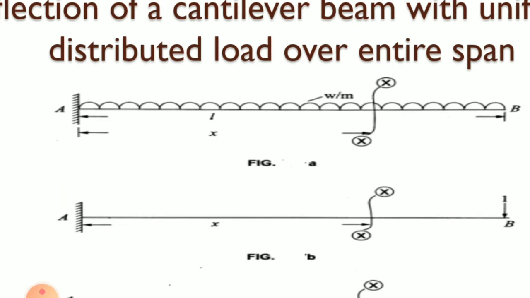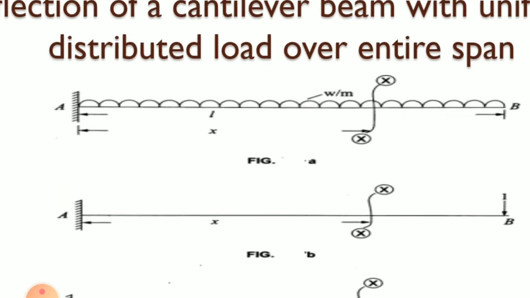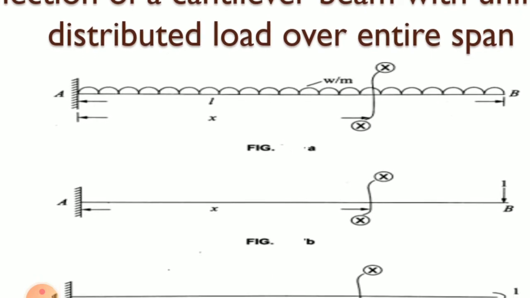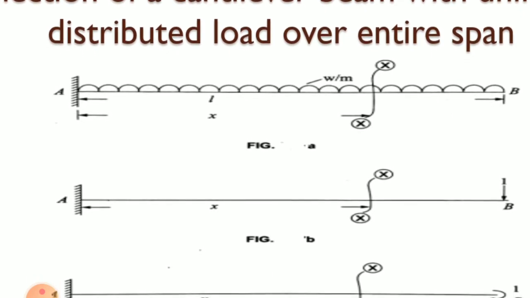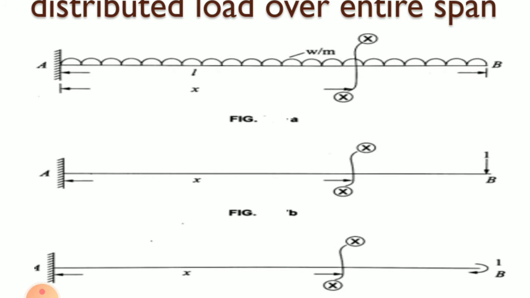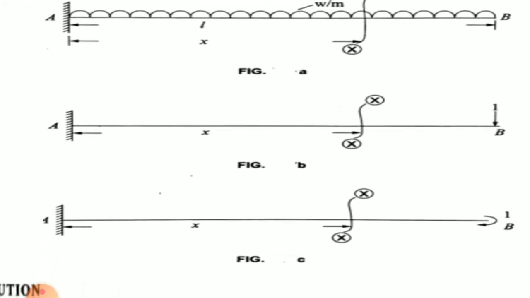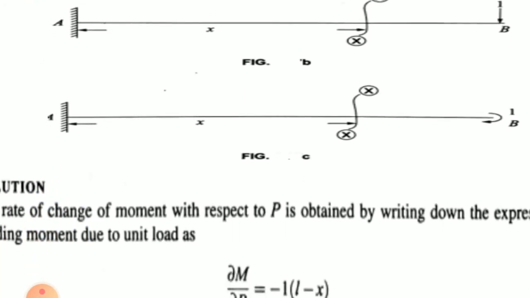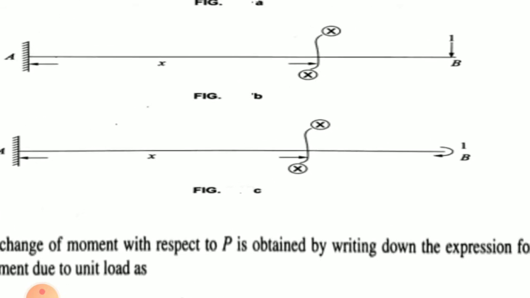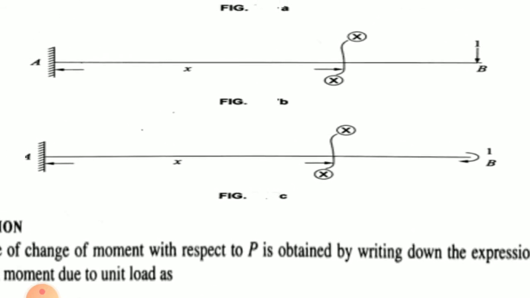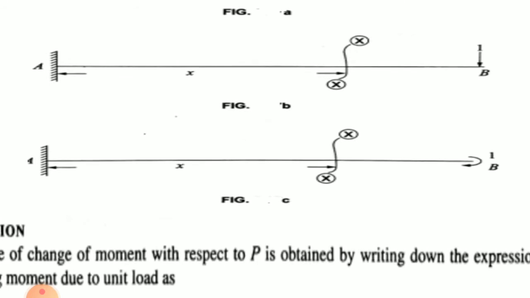Bending moment at any section will be equal to W into L minus X. For calculating vertical deflection at B, apply unit load at B, and moment due to this unit load is 1 into L minus X. And for getting slope at B, apply unit moment at B.